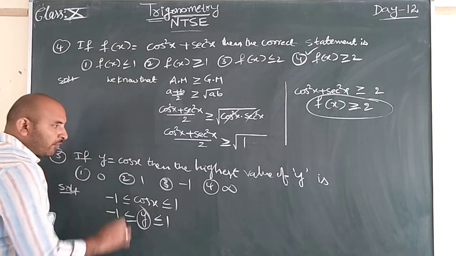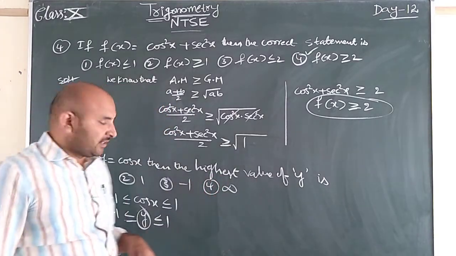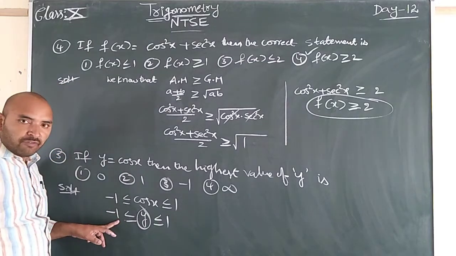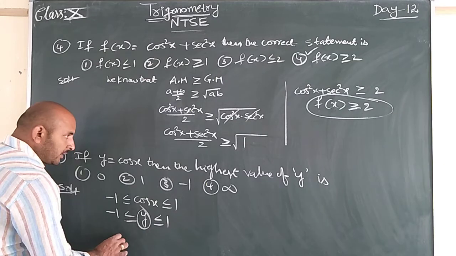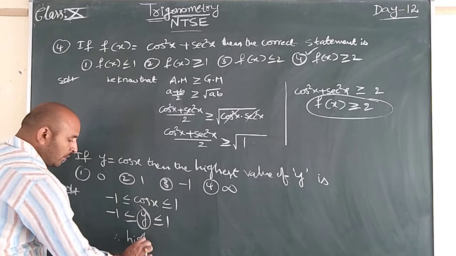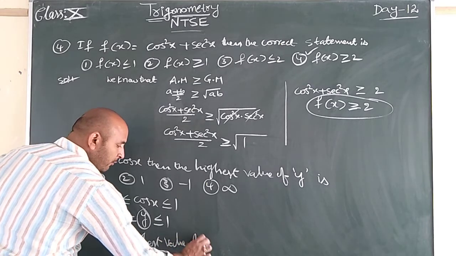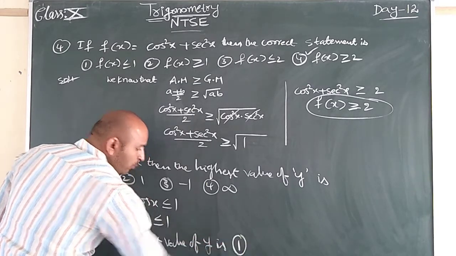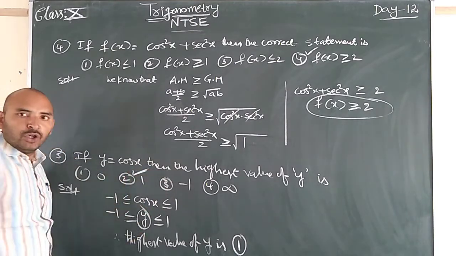So according to what we are asked here, the highest value of y is. The minimum value of y is minus 1 and the maximum value is 1. So clearly you can write, the highest value of y is 1. That is option number 2.